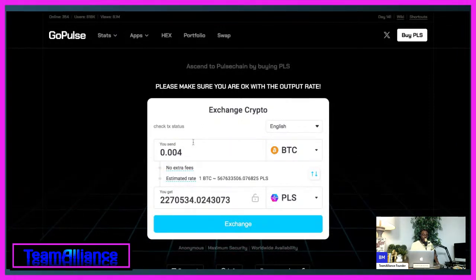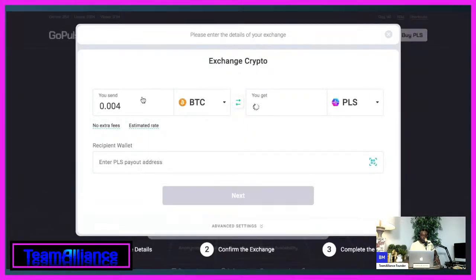Roughly right now, about 0.004 Bitcoin is like $100. So if you have $100 worth of Bitcoin in your Bitcoin wallet, you can use that to buy Pulse here. So when you click on exchange, you'll see what pops up. And all you're doing is seeing how much Pulse you'll be able to get for the Bitcoin that you're going to be sending.